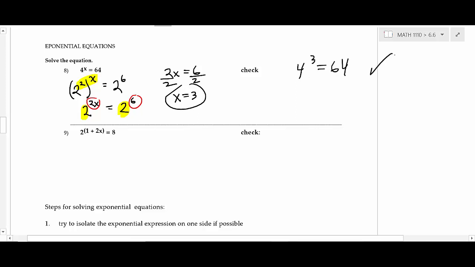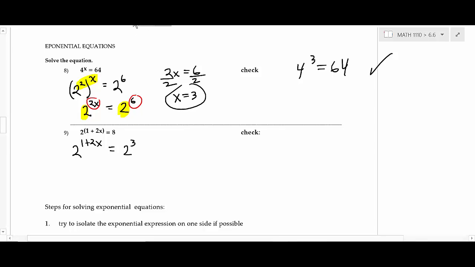So if you can do something in your head, do it in your head. Okay, but that's the methodology we went through, I think sometime last week when we were doing this. This one's the same way. You're going to write this as 2 to the 1 plus 2x. What are you going to do with the 8? 2 to the 3rd, good.